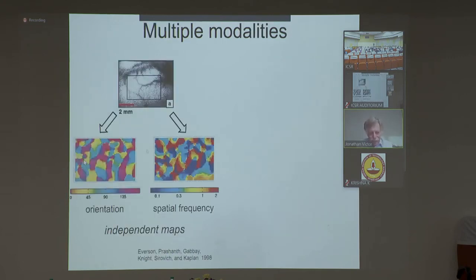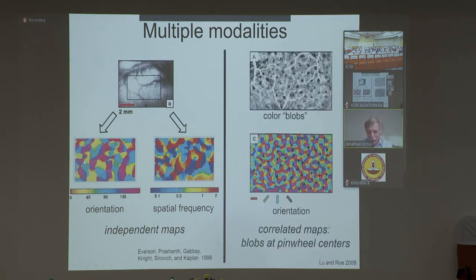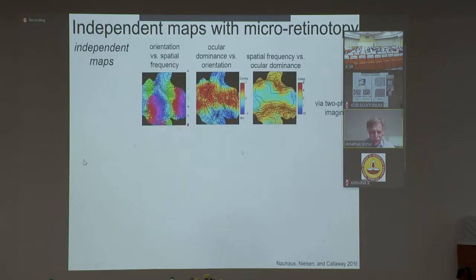Not just orientation, but also the dominant spatial frequency varies smoothly, and color. There are neurons that tend to be more selective for color and others less selective for color, and they also map in a systematic way, forming these color blobs, one in each of these hypercolumns, and they tend to be at the centers of these orientation pinwheels. So we have a mapping of space, of orientation, of spatial frequency, of color and ocular dominance. And to a large extent, these maps are independent.